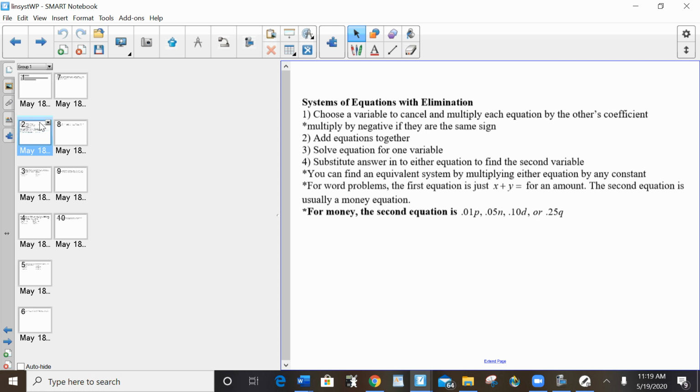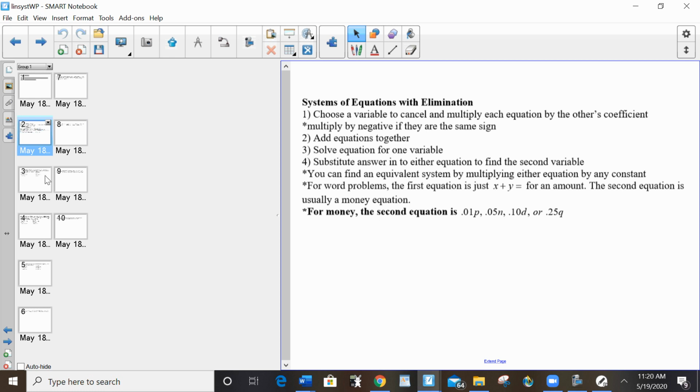The notes are the same as yesterday's lesson. As you can see at the bottom, for word problems, the first equation is just x plus y equals an amount. The second equation is usually a money equation, but not necessarily. If we're talking about money, a penny is worth 0.01 times the amount of pennies, because a penny is 1 cent. A nickel is 0.05 times the amount of nickels. A dime is 0.10 times the amount of dimes. And quarters are 0.25 times the amount of quarters. So when we see money, that's how we deal with that. But again, the first equation is almost just x plus y equals, as long as you know that.